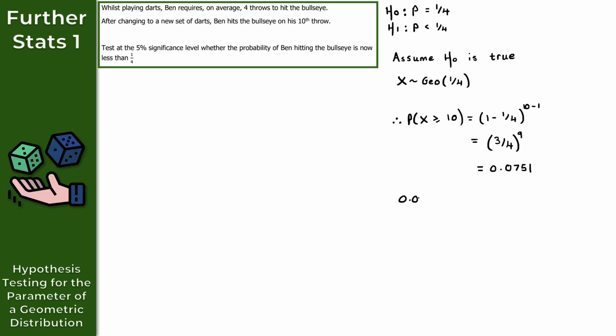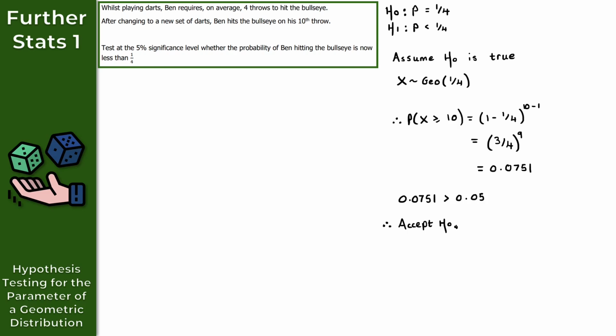Now 0.0751 is greater than our significance level of 5%, so that's 0.05. Therefore, in that case, what we're going to do is accept H0. So we accept H0 here.